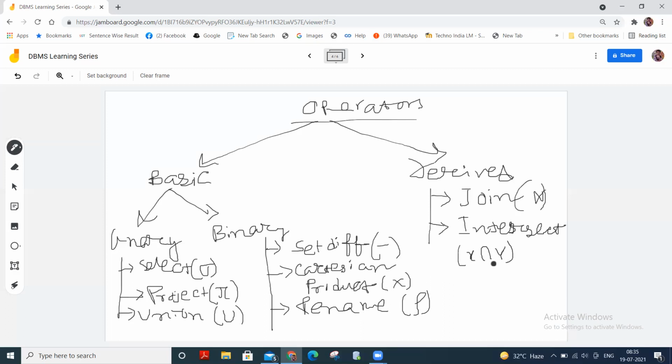Suppose x intersect y, what does it mean? It means x minus (x minus y). The next one is division. It can be written this way or this way.